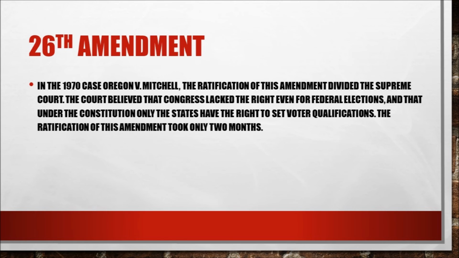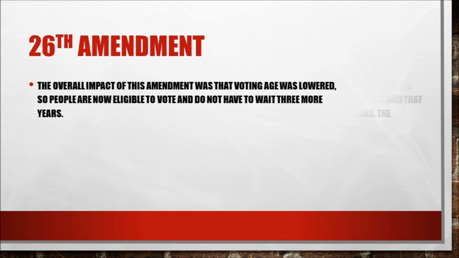The ratification of this amendment took only 2 months. The overall impact of this amendment was that the voting age was lowered to 18, so people no longer have to wait to turn 21 to vote, giving them 3 less years.